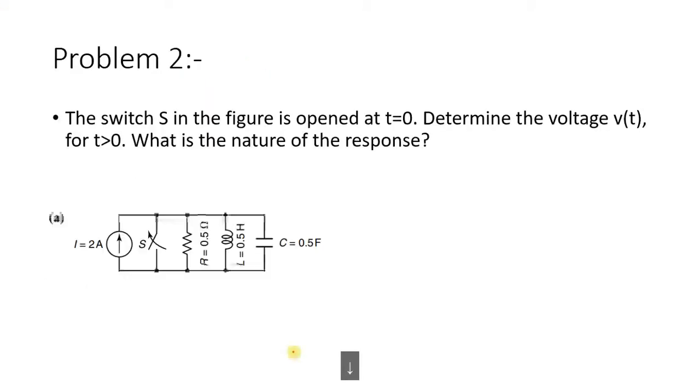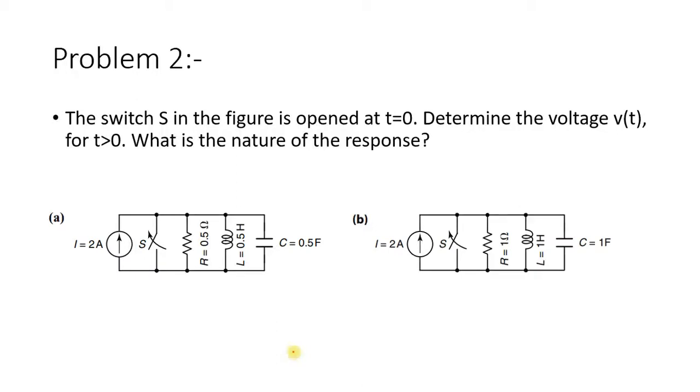In the next problem, there are two circuits given. The switch in the figure is opened at t equal to 0. Determine the voltage v of t for time greater than or equal to 0. What is the nature of the response? If the switch is initially closed, that means the initial current through the inductor is 0, and similarly the initial voltage across the capacitor is also 0.